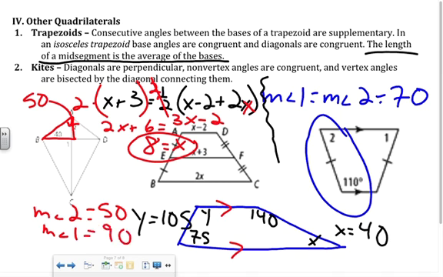How did you get that? Okay, once again, we noticed that angle 1 was 90 degrees. Why is that 90 degrees? Because the diagonals of a kite are perpendicular. And then we have that triangle, the angles of which add up to 180.